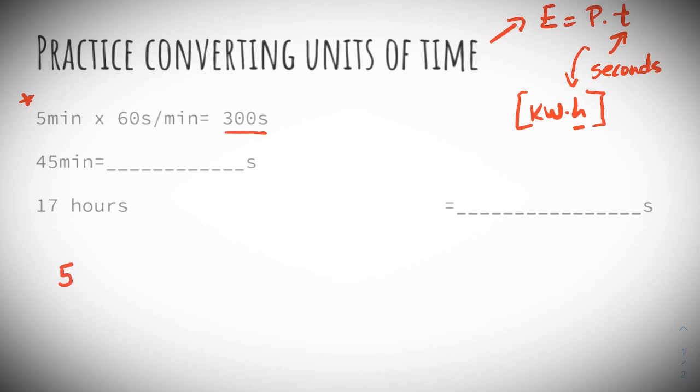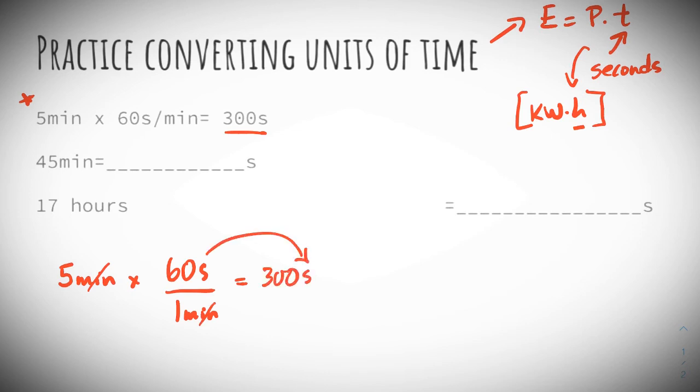Well, we just put the work there, but this is what it would look like if you used the conversion factor of 60 seconds in every minute, right? When you do that, the minutes will cancel and you're left with seconds. So 300 seconds. If I write out the next one, 45 minutes, use the same conversion factor. There's 60 seconds in every minute, right? My minutes cancel and I'm left with 2,700 seconds.